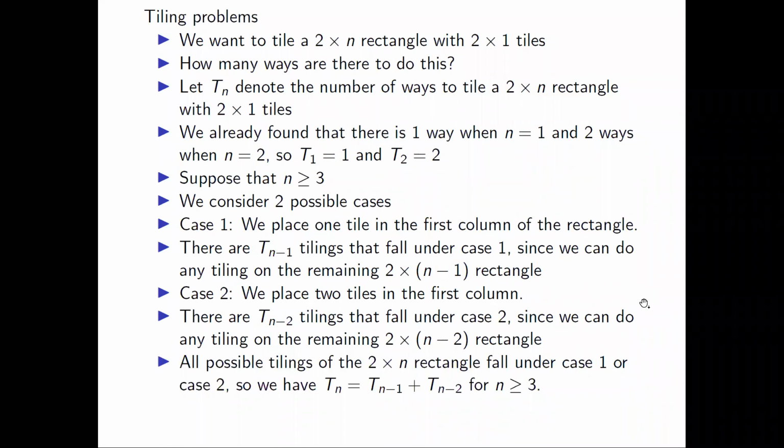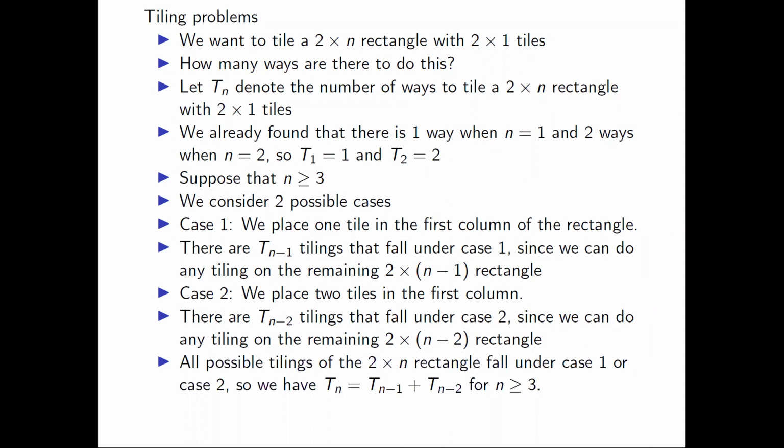And we can see that every tiling of the 2 by n rectangle must either have a vertical tile in the first column on the left, or it must have two horizontal tiles on the left. So every possible tiling falls under case 1 or case 2. Moreover, there's no tiling that can fall under both case 1 and case 2, because you can't have both a vertical tile in the leftmost column and two horizontal tiles in the leftmost column, or else it wouldn't be a tiling.